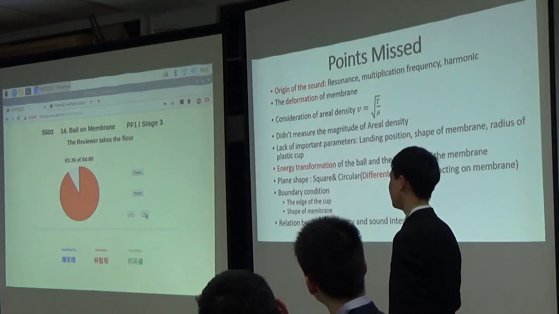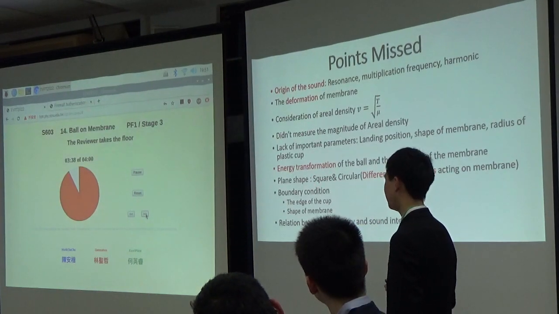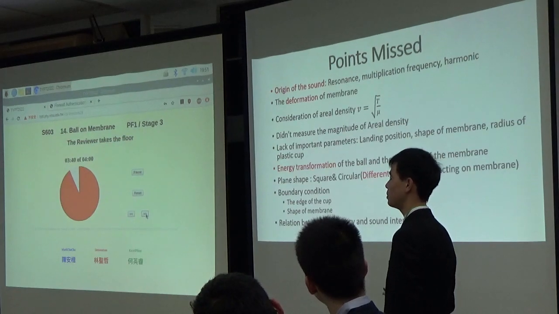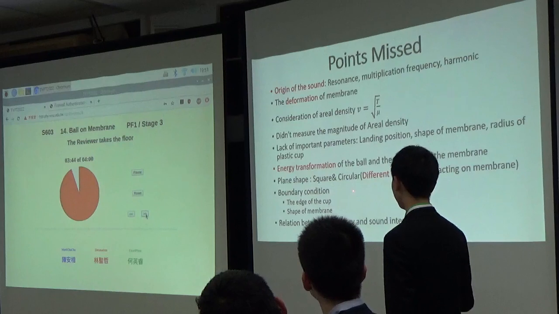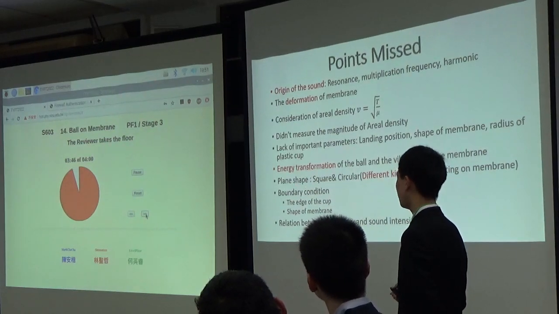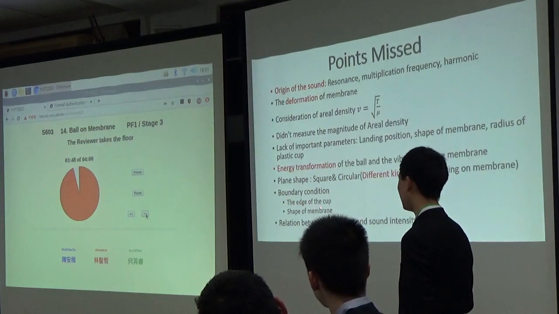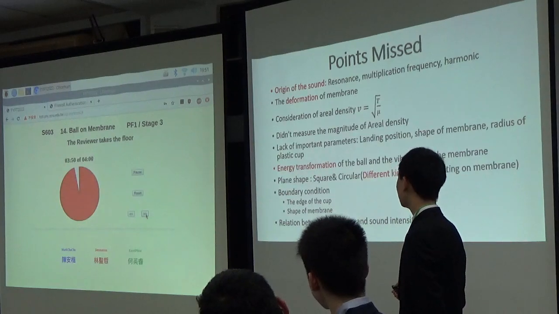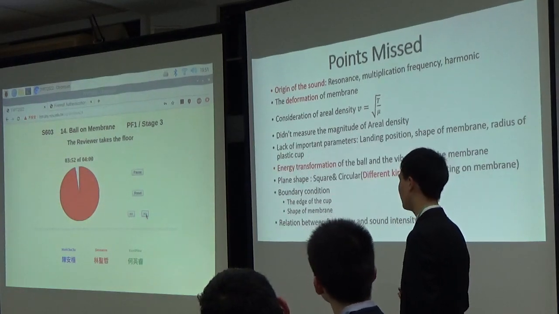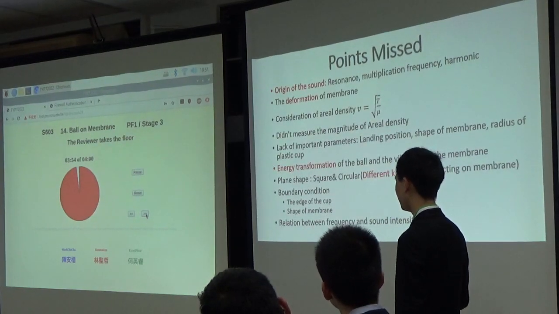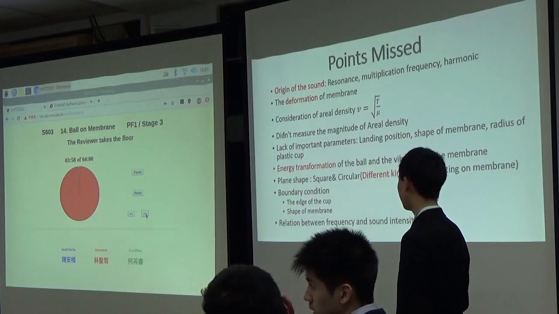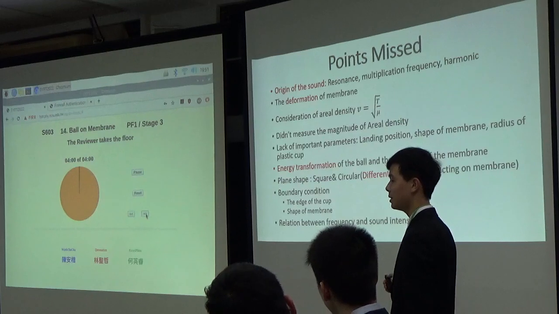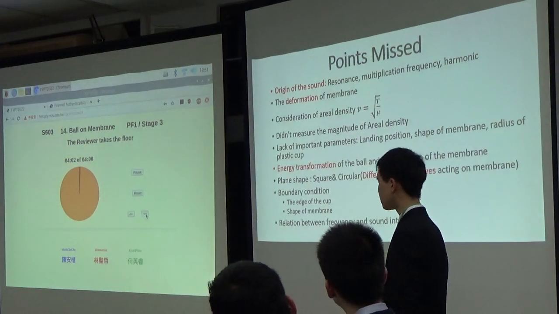It might cause different waves, such as sine waves, or waves that conform to Bessel functions. Because when you are changing the shape of the wave, the boundary condition could be changed by the edge of the cup and the shape of the membrane. So it should have a different kind of wave speed and wave dynamic. And they did not discuss the relation between frequency and sound intensity. Well, thank you. Okay.